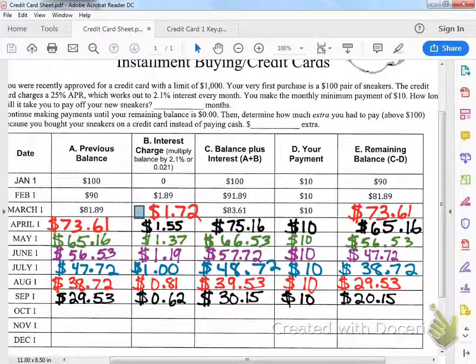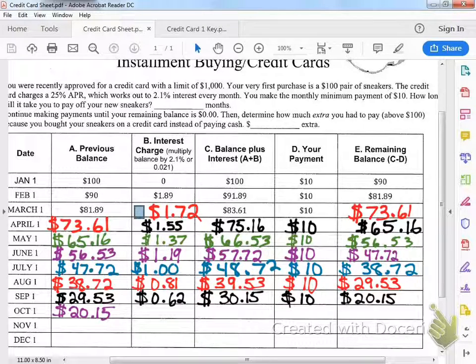All right, fast forward to October. I mean, by now you're probably not even wearing these shoes. They're almost a year old. I mean, you're still paying and paying and paying. They're not even shiny anymore.